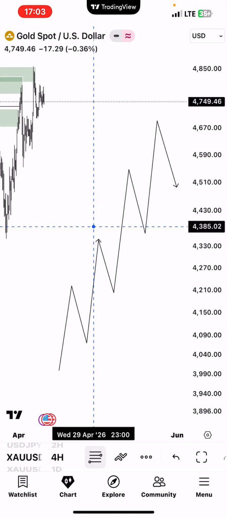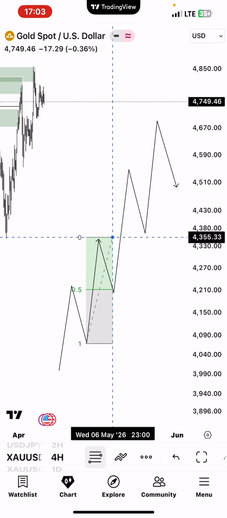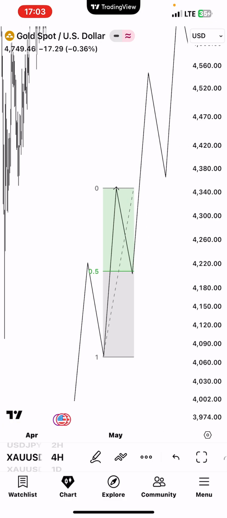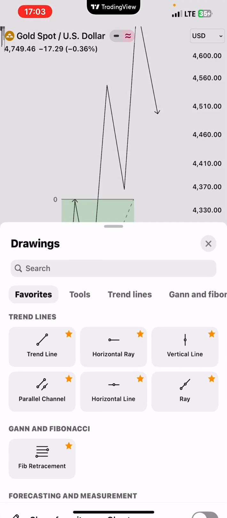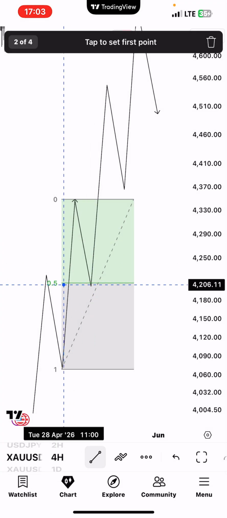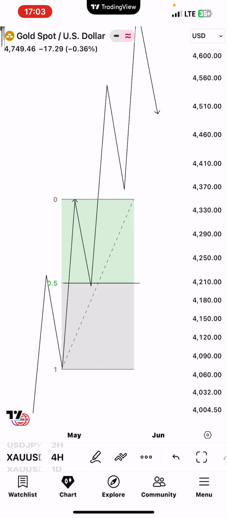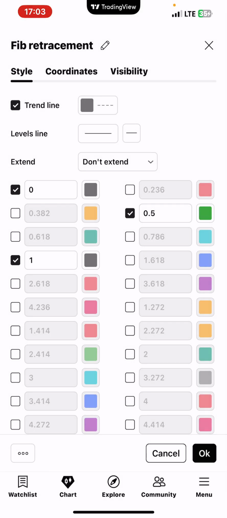You take your Fib retracement from the lowest low to the high. See, the lowest low to the high. This 50% is where your take profit will be. This 50% is where your take profit will be. So those of you looking for my settings, this is it. Screenshot it.